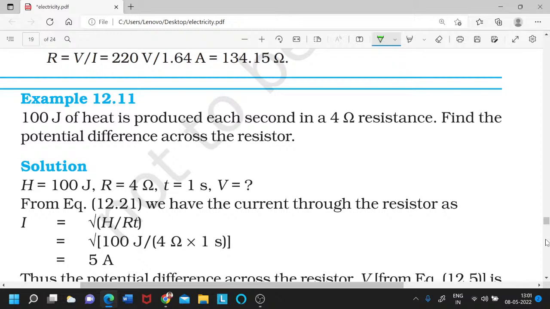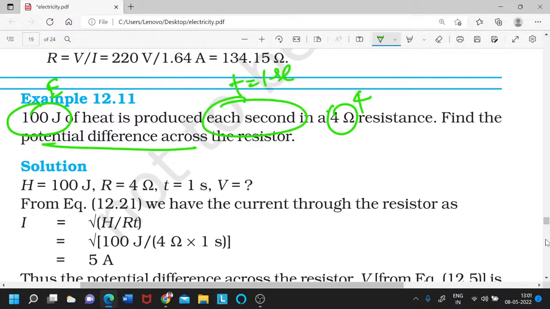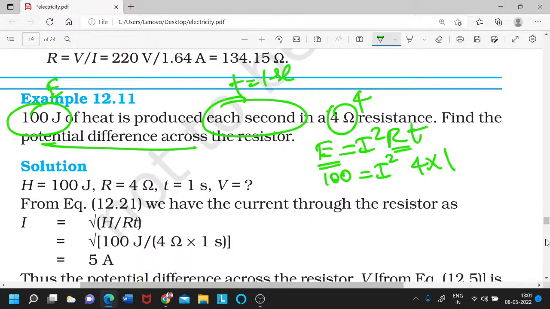So 10th problem I'll do later. Energy is given as 100. Resistance is given as 4. Time is given as 1 second. They asked about the potential difference. Energy is equal to I square RT, Joule's law. Energy is how much? 100. Current we don't know. Resistance is 4. Time is 1. So 4 you can take in the denominator, 100 divided by 4 will be 25. So root of 25, the answer will be 5 ampere. Current will be 5 ampere.